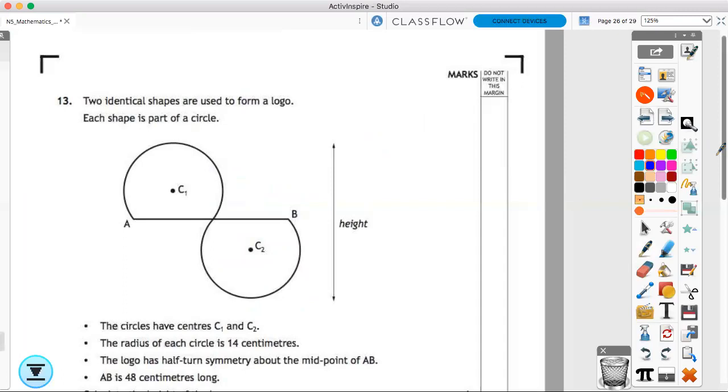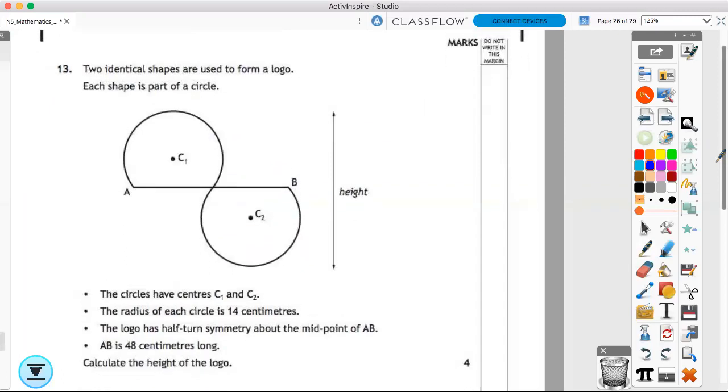So we're just going to finish with this one. I'll give you a tip on how you would answer this one. Two identical shapes are used for... So when you see something like this, the first thing is you need to try and get right angle triangles. Okay, so the circles have centers C1, C2, and the radius of each is 14. So that means this line here is 14.